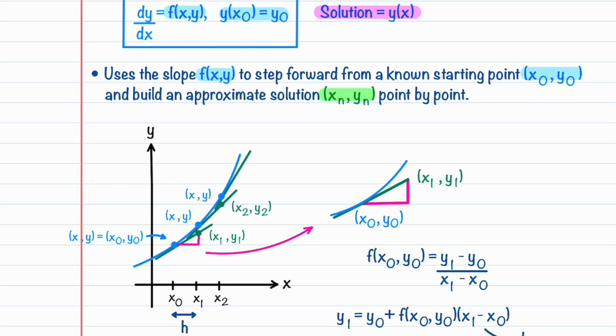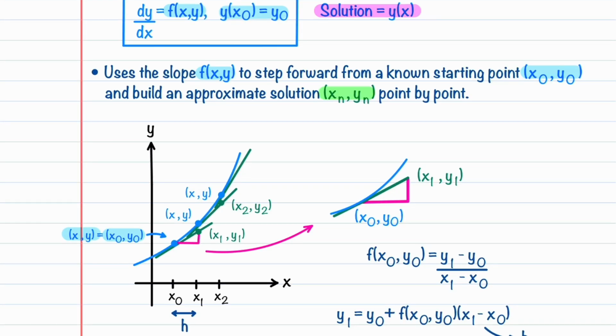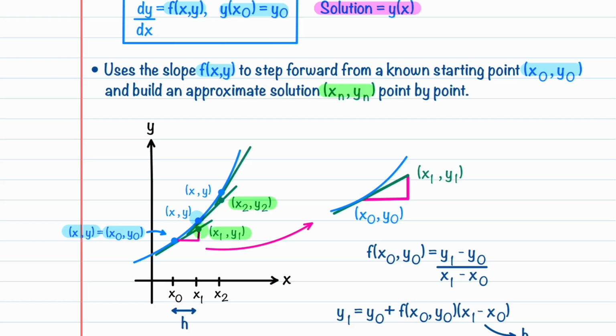If we look down here on our graph, we can see that our initial condition x0, y0 is what the solution is initially equal to. And then x1, y1, right here, approximates this solution. And then the next approximate solution, x2, y2, approximates this solution. Notice that x0, x1, and x2 are all equally separated by a value that we'll call h, and that's called the step size. Let's now see where the formula for Euler's method comes from.